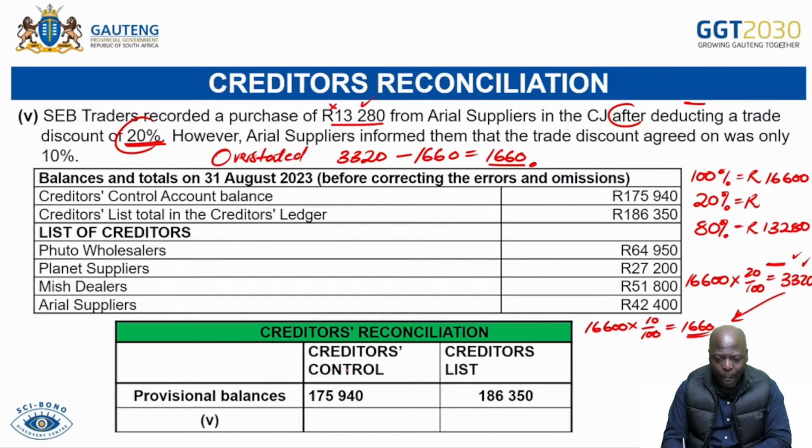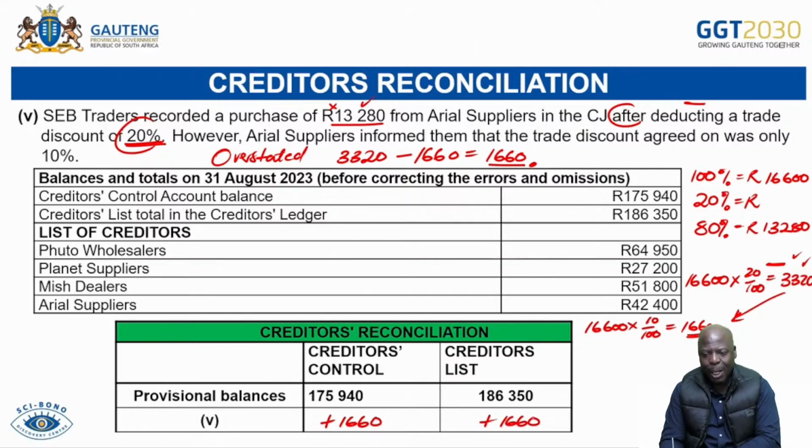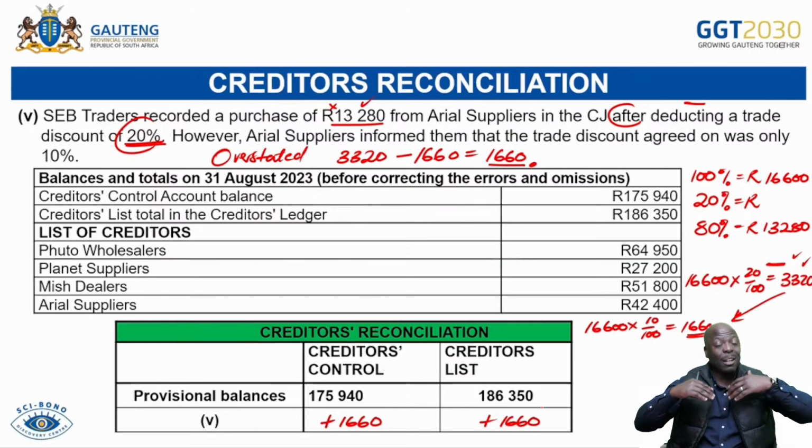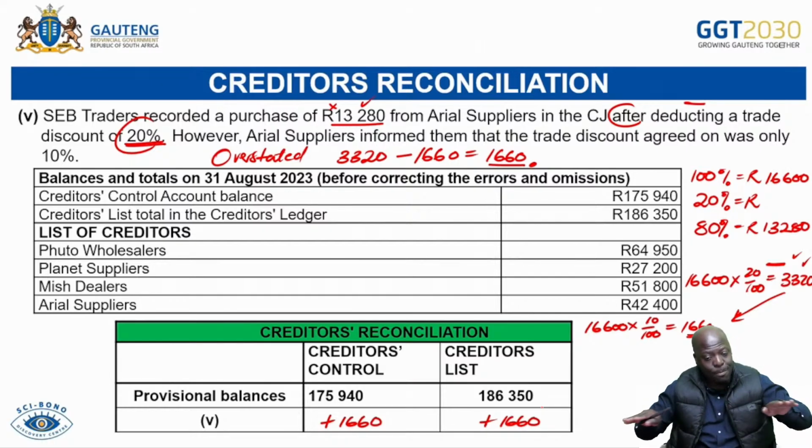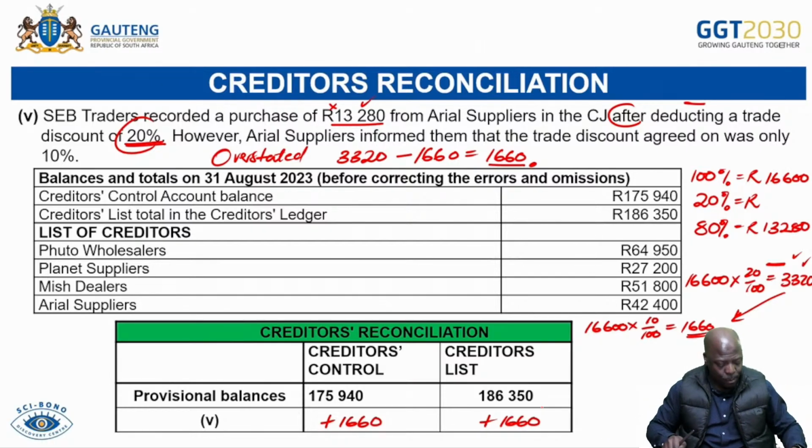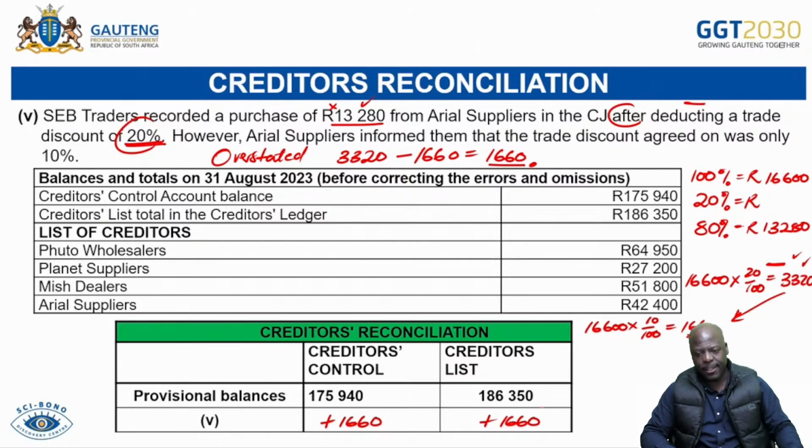So that means my control needs to be corrected. So I'll come here and I'll say plus 1660. And I go to my list as well and I say plus 1660, because the error was done from the original entry. Therefore, both my control and my list would be in error in this case.